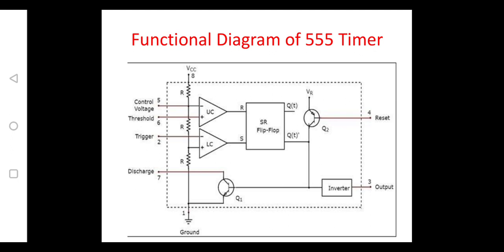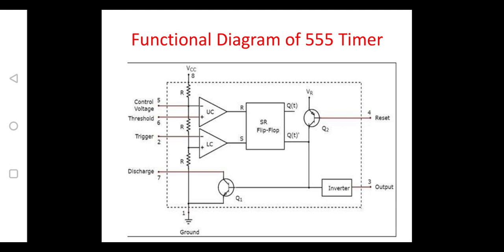Now let me assume that the capacitor is present at the discharge path and there is no charge in the capacitor. If there is no charge in the capacitor, it indicates the value is equivalent to 0. So if the value is equivalent to 0, can I say 0 is less than 1 by 3 of VCC? So if the input is less than 1 by 3 of VCC, the lower comparator will be equivalent to 1. That is, S will be equivalent to 1.